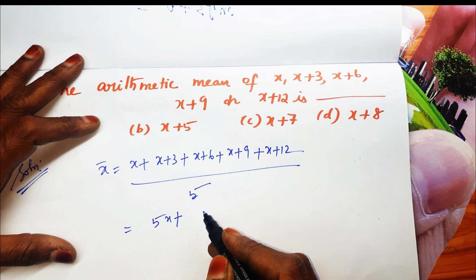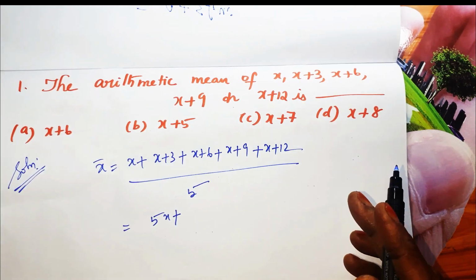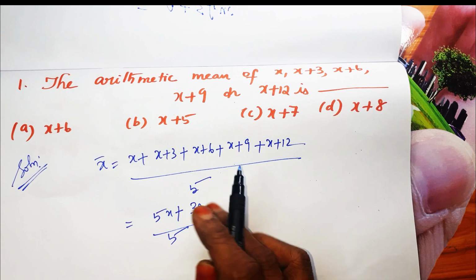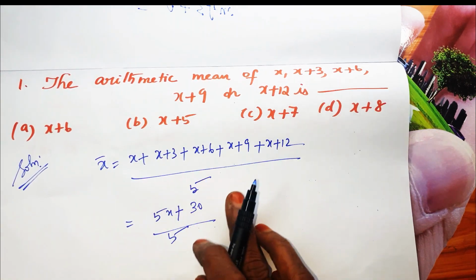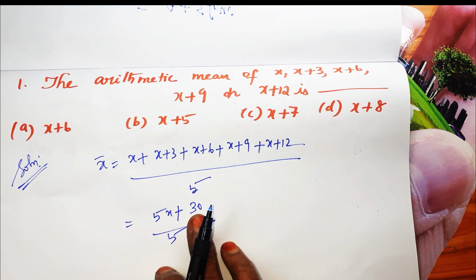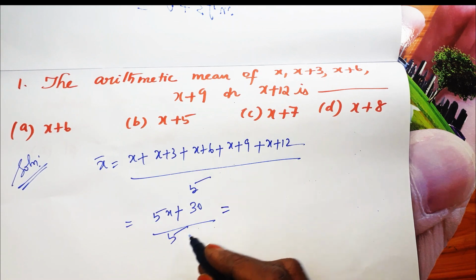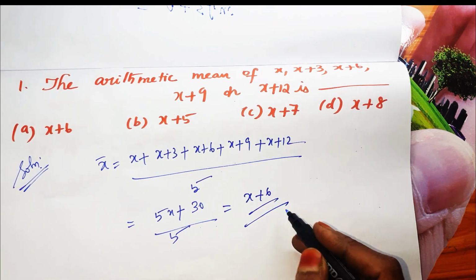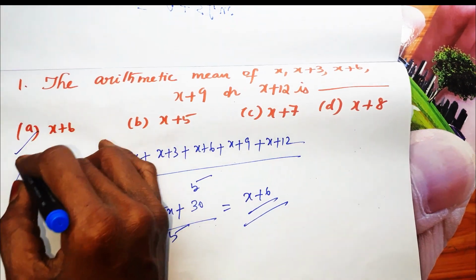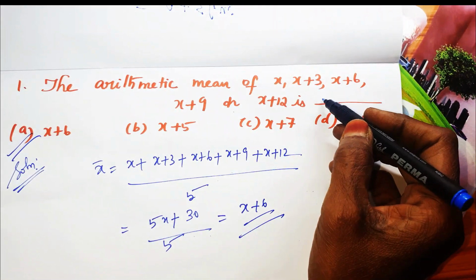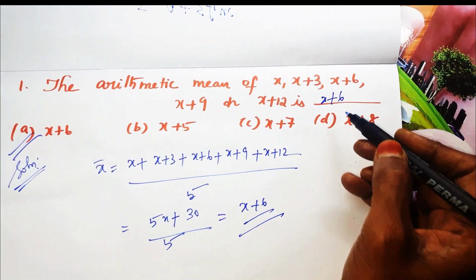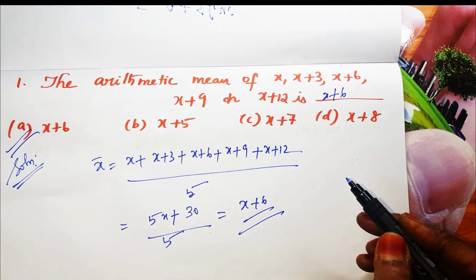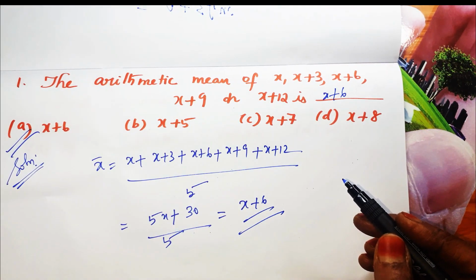5x plus 30. When we add all the numbers, we are getting the total as 30. So 5x plus 30 by 5, which is equal to x plus 6. So this is our arithmetic mean. x plus 6 is the answer. Clear?